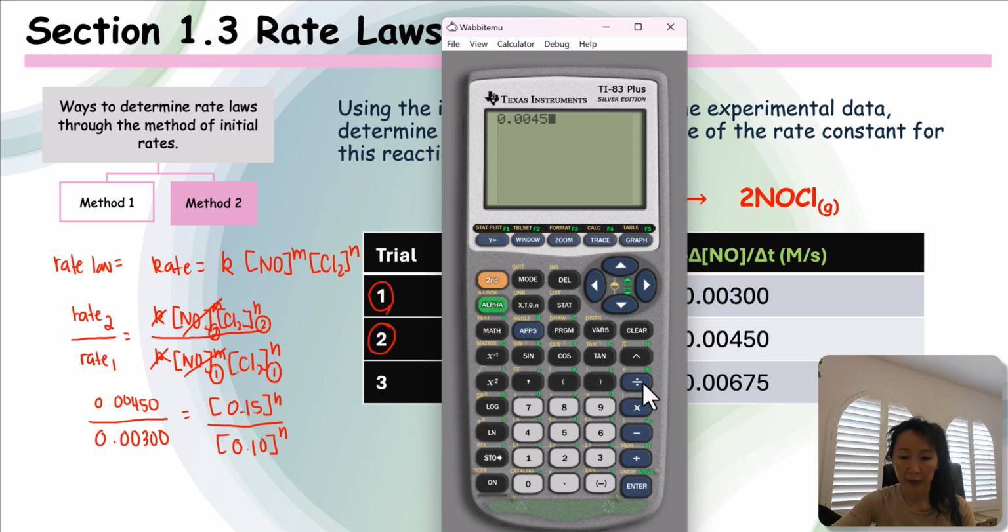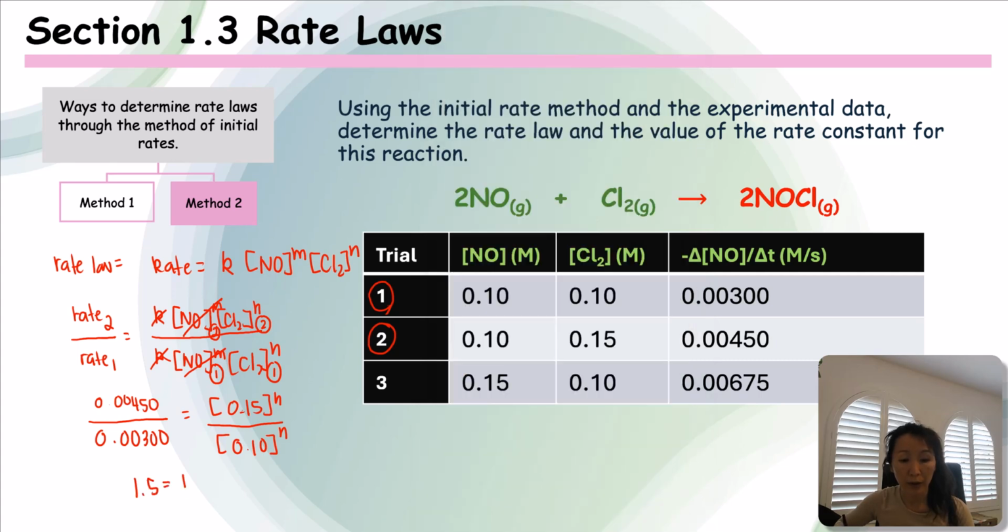So 0.0045 divided by 0.00300, and enter. That gives me 1.5. So there's 1.5 on the left side. What about the right side? On the right side, you take 0.15 divided by 0.10. You can treat the exponent as if it's outside, because the exponents are exactly the same. 0.15 divided by 0.10 is 1.5 again. So on the left side we have 1.5, and the right would be 1.5 to the N power.